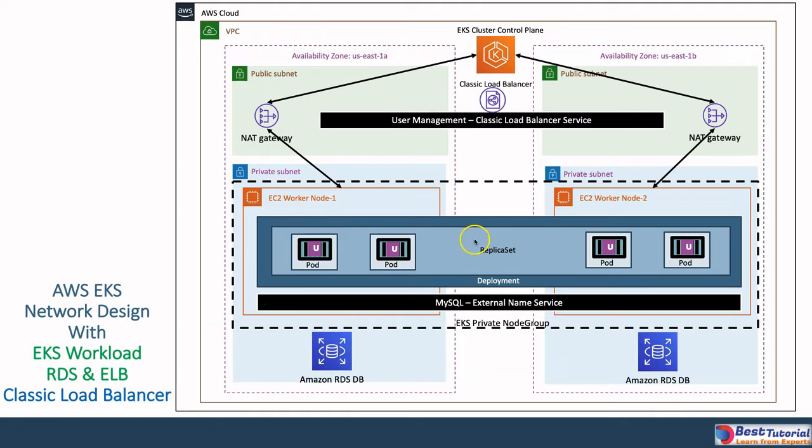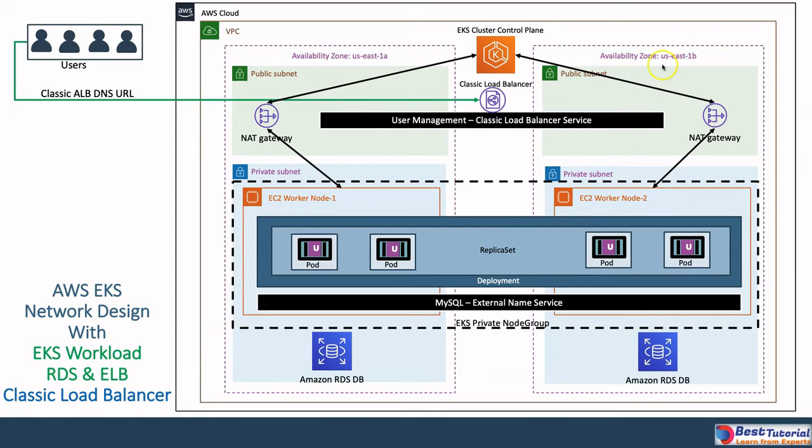Now here comes the classic load balancer. This user management classic load balancer service we will create in the public subnet, right? Whenever users try to access the user management application, they use the classic ALB DNS URL, right? So this should be CLB DNS URL. I will change it.